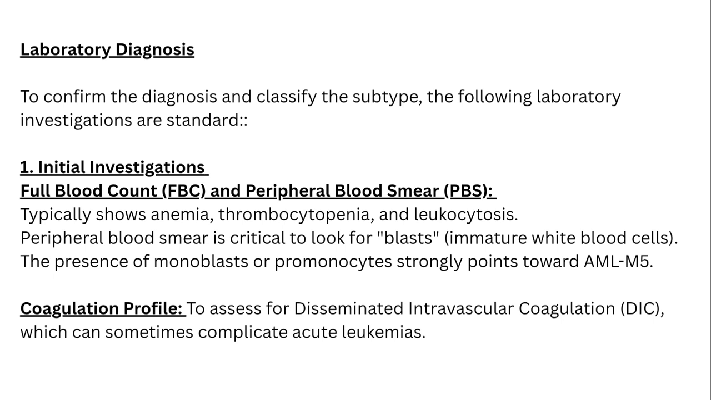Next is the coagulation profile. This test assesses for disseminated intravascular coagulation, or DIC. It is a potential complication in acute leukemias and is crucial to detect early. These investigations provide essential insights into the condition and guide us towards a more definitive diagnosis. Remember, these tests lay the groundwork for understanding the patient's condition and pave the way for more specific diagnostic procedures, which we will be discussing in the next slide.